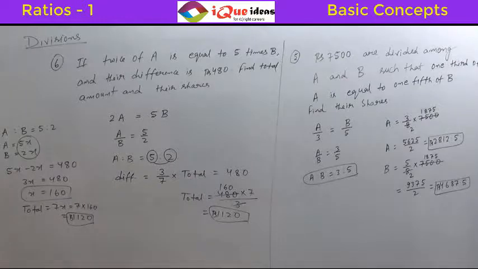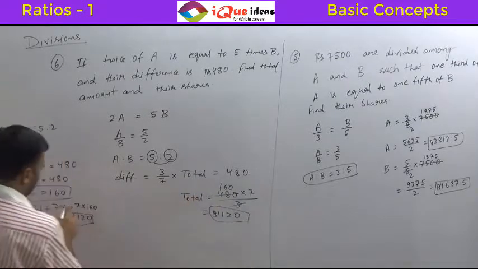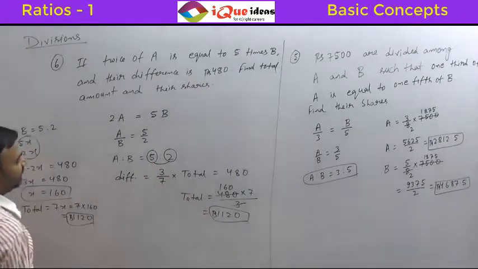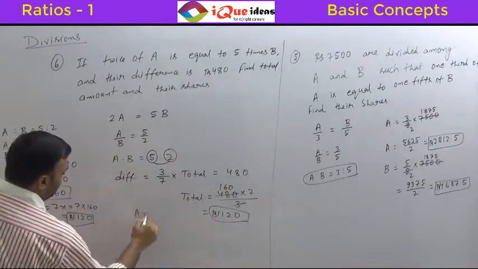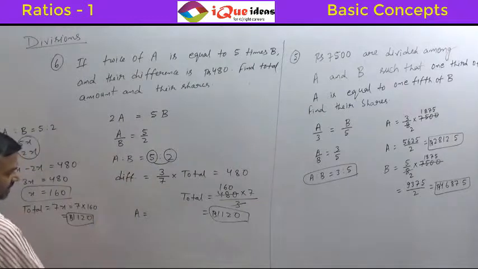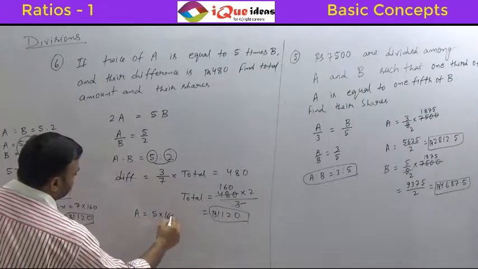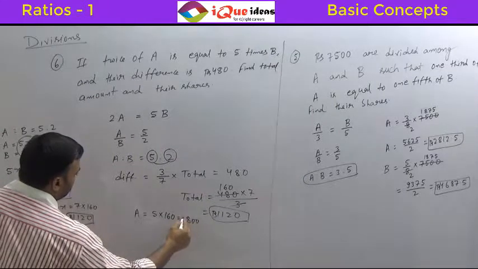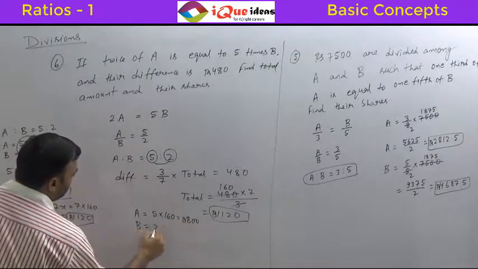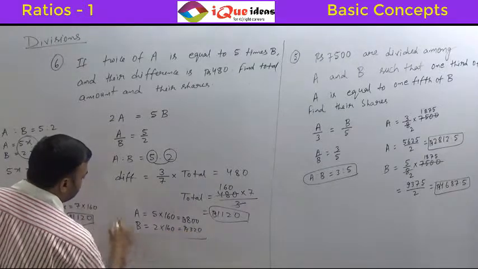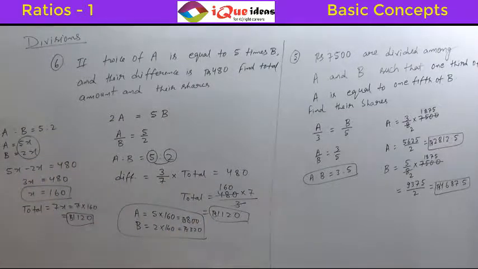Now once we get the factor, that is x is 160, 160 is one part, then we can find the individual shares. A would be equal to either from here or from here. After this it is going to be the same. So it is 5 into 160, which is 800, and B share would be 2 into 160, which is 320 rupees. So whichever way you feel comfortable with, you should use it.